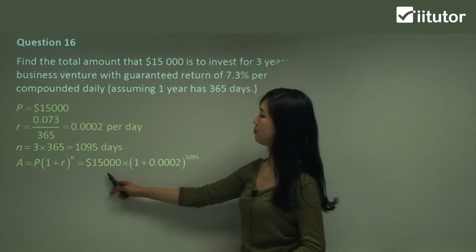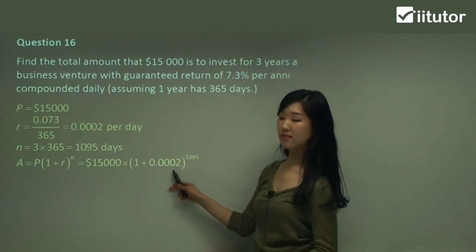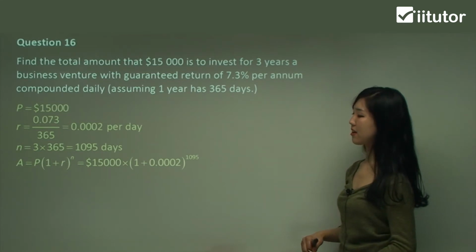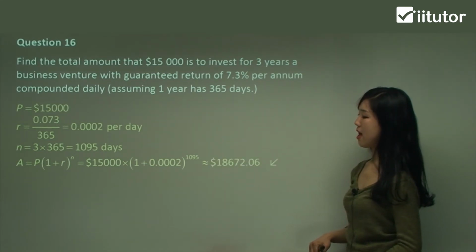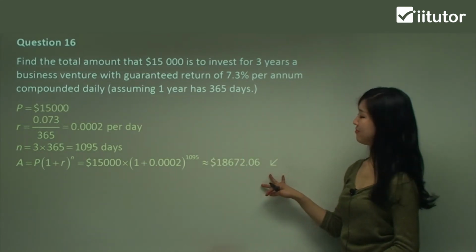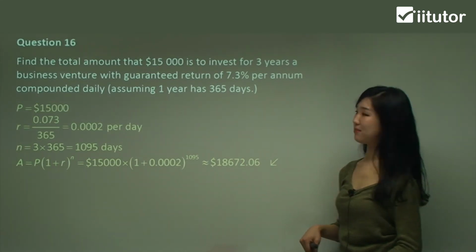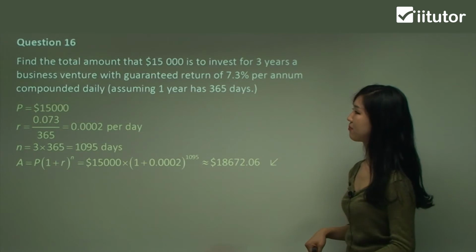So principal, the new rate, and the new number of terms. Put it all in your calculator, be very careful, and that's what you should get. Okay, and that's the final answer. So let's go to the next question.